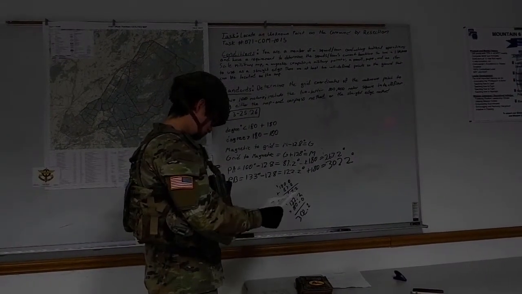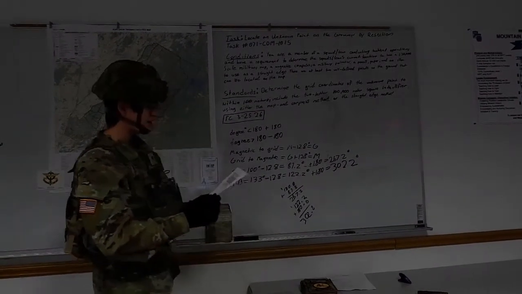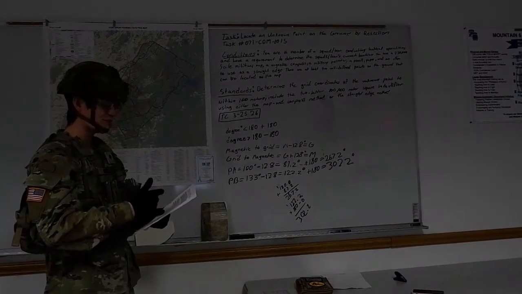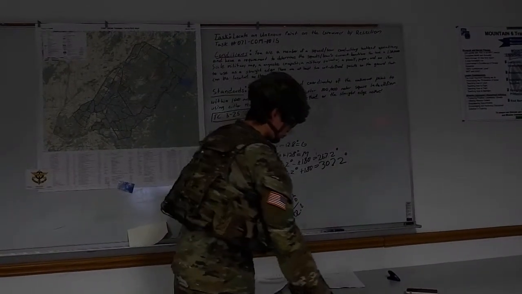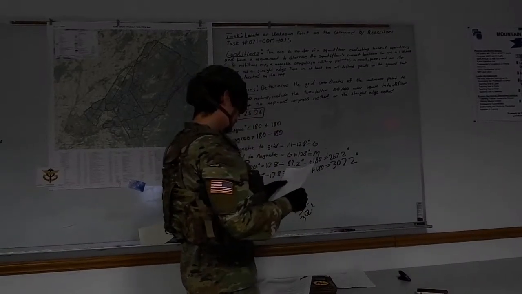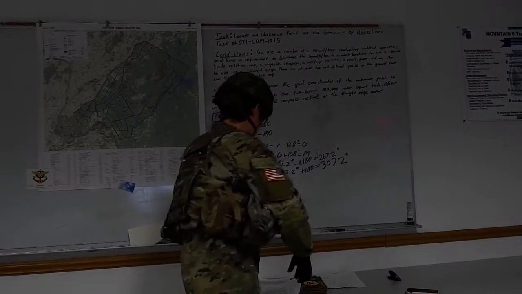So the performance measure for today will be to identify your location on the map by resection using the map and compass method. When you do that today, I'm going to give you 10 minutes. I will give you 5 minutes to be evaluated on your task.